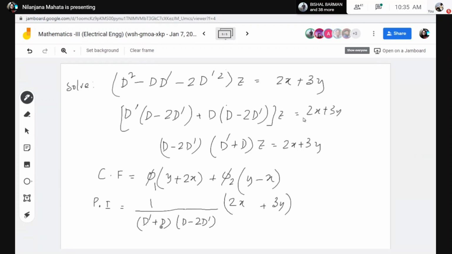You can divide this by either d or by d dash, so that one of the terms will be 1. Here you will divide by d. I think you will be able to do it, so after solving, tell me what you have got.